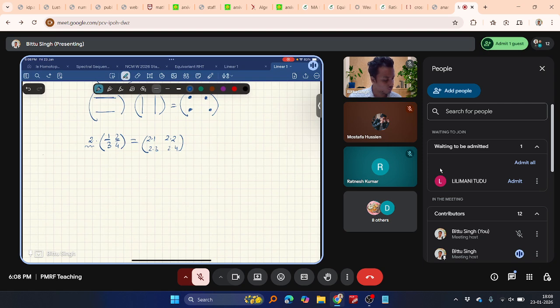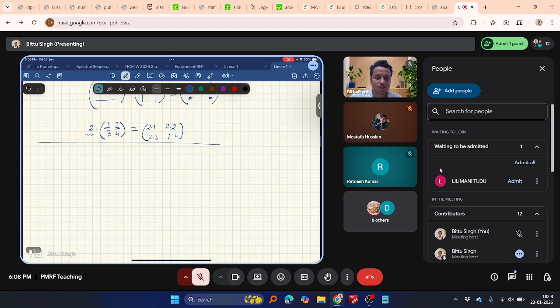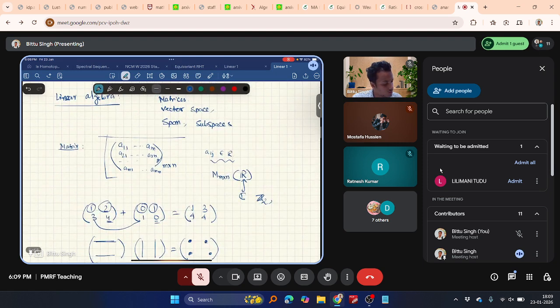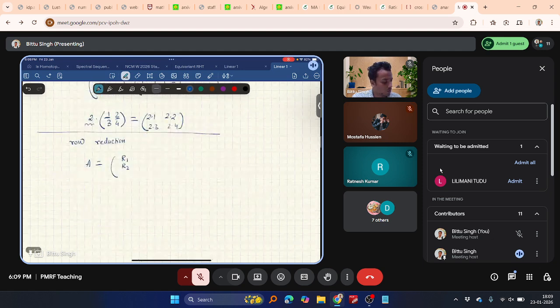Now we know that to solve linear equations, we need to know row reduction. So what is row reduction? Given a matrix M or A, suppose A is some matrix and it has some rows R1, R2 up to Rn. So those are rows. This row is denoted by R1. Second row, this is denoted by R2, up to Rn. So there are n many rows.